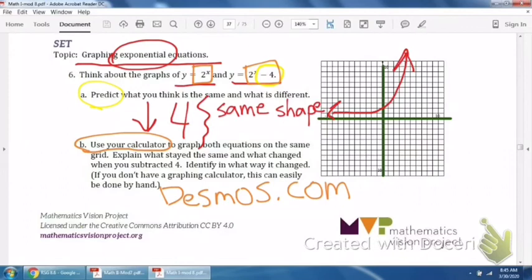Then it tells you to explain what stayed the same and what changed when you subtracted 4. So here you're basically, in part A, making a prediction. In part B, you're using technology to test your prediction.